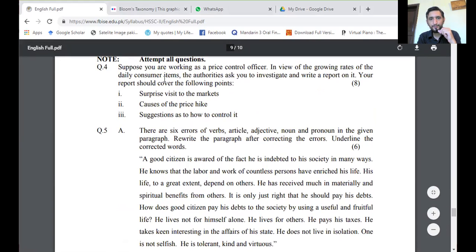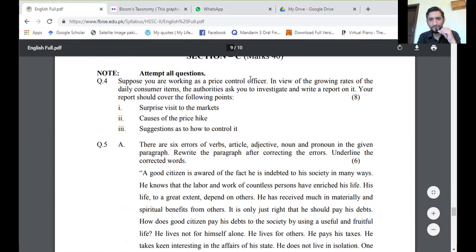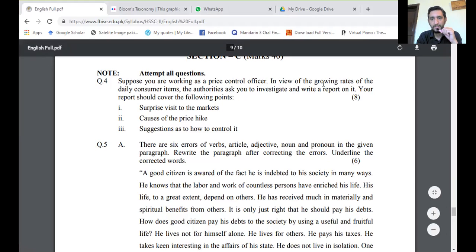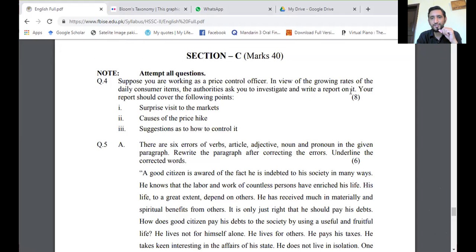So the first part, suppose you are working as a price control officer. Now, this is regarding your career. Whether you are a price control officer in the future or not, time will tell. But here you'll learn, if you are a price control officer, how would you write a report? In view of the growing rates of daily consumer items, the authorities ask you to investigate and write a report on it. So next time you see a report in the media, watch it carefully. Watch it as if you are the reporter and how he structured it.